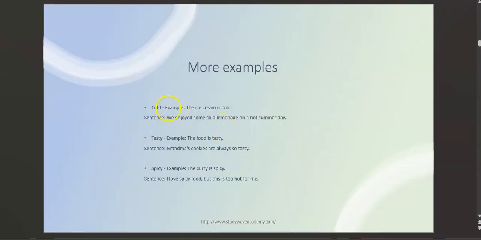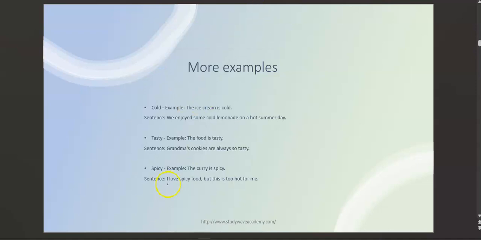Other more examples are cold, tasty, and spicy. Cold, tasty, and spicy. We have a lot of examples when we're exploring this. So, for example, when you're telling your mom you don't want cold tea or you want some hot tea, you see, the ice cream is cold. We enjoyed some cold lemonade on the hot summer day. These are sentences that use common adjectives to tell us more about a noun. The food is tasty. Grandma's cookies are always tasty. The curry is spicy. I love spicy food, but this is too hot for me, okay?